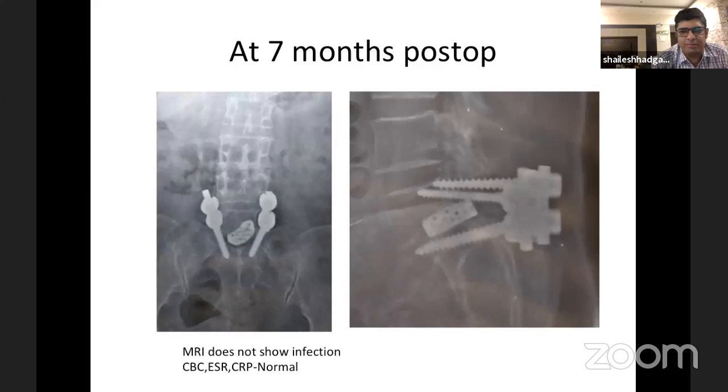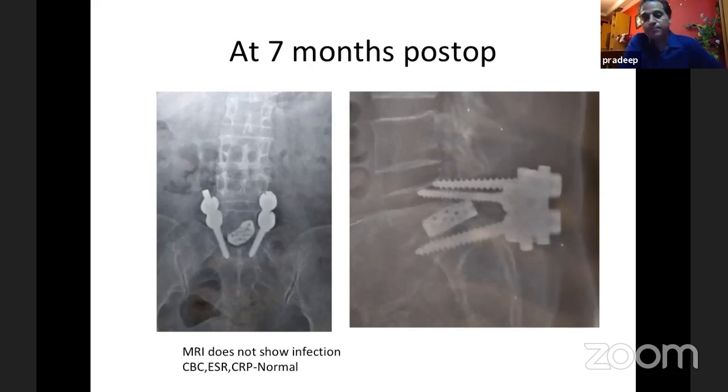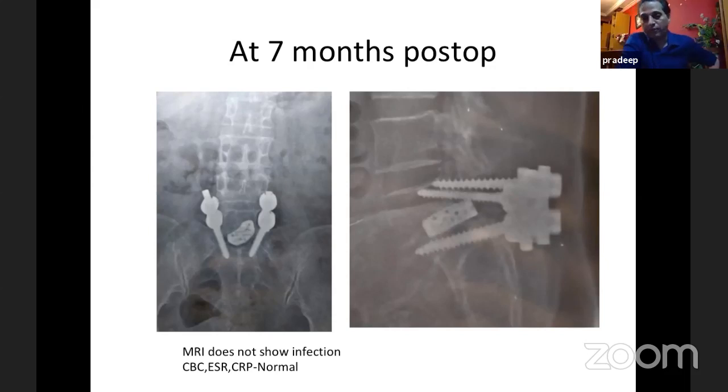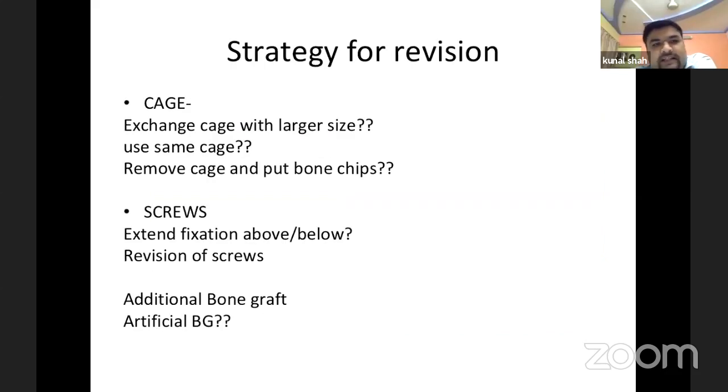Yes, Pradeep. Your immediate next plan now? So we need to revise it. How is she clinically now? Clinically she has disabling back pain and cannot walk without support, and both leg pains. We need to plan it. Yes, we need to revise it now. Okay. So what are the revision strategies, like the cage, screws and additional bone graft?